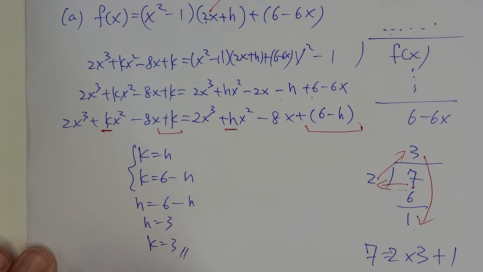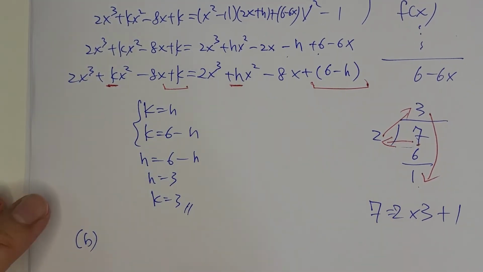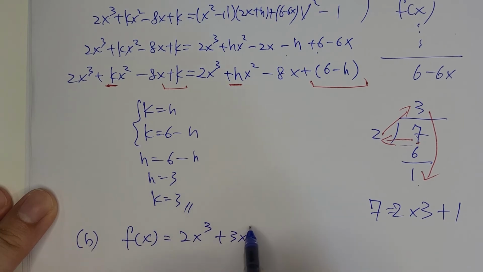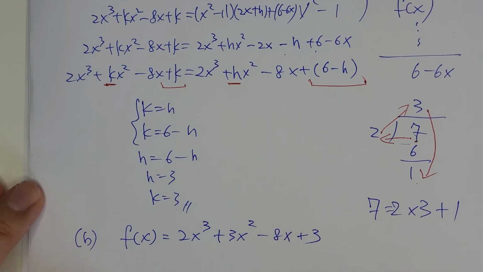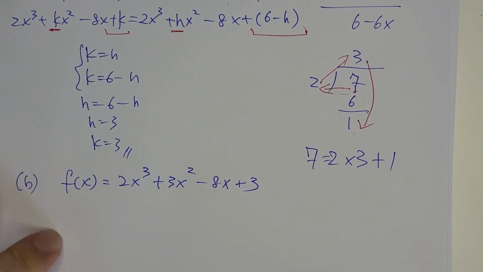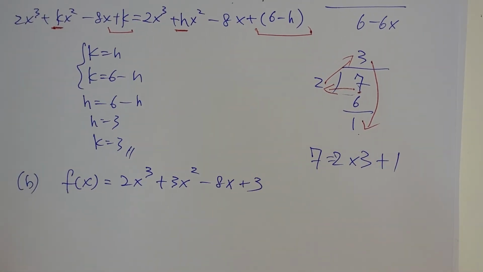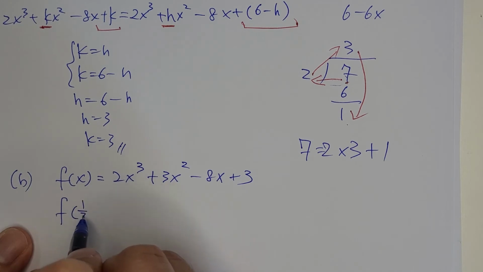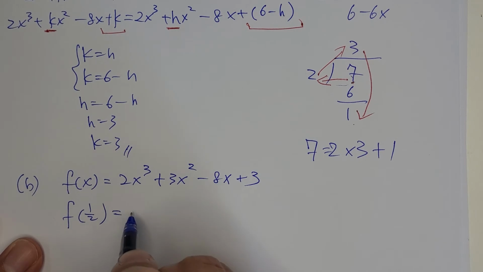And part B, you need to prove that 2x minus 1 is a factor of f(x). So write down f(x) first. You substitute k equals 3 inside the expression. What you need to check is whether 2x minus 1 is a factor. First method, use long division. Second method, you can check f(1/2) and see whether it is equal to 0. So let's see how that's done.